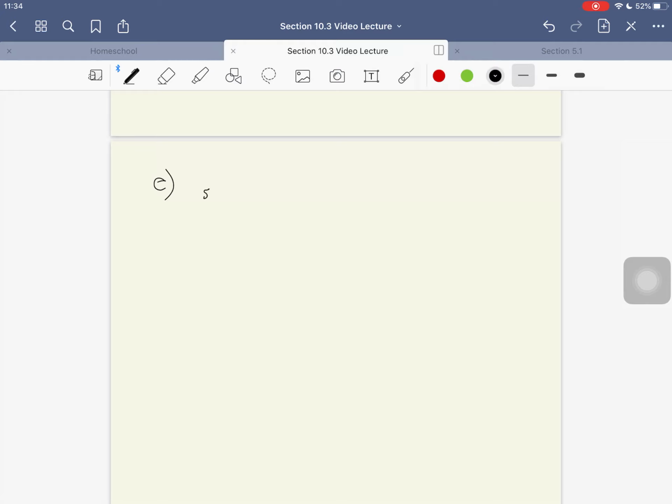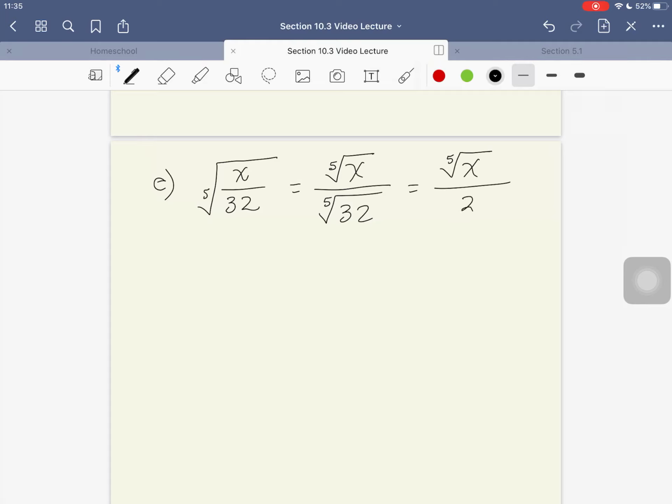All right, the fifth root of x over 32, can write that as the fifth root of x over the fifth root of 32. I can't simplify the fifth root of x, so I will leave that. And then the fifth root of 32 is 2.